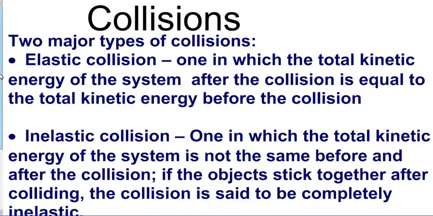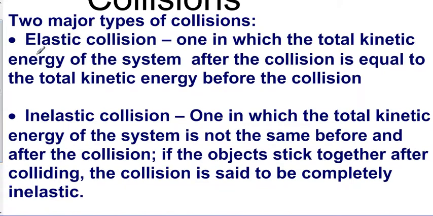Now, there are two main types of collisions. We have fully elastic and we have fully inelastic. So in fully elastic, this is one in which the total kinetic energy of the system after the collision is equal to the total kinetic energy before the collision, which basically means not only is momentum conserved, but so is energy. For a fully inelastic collision, this is one in which the total kinetic energy of the system is not the same before and after the collision, and typically if the objects stick together after colliding, the collision is said to be completely inelastic.